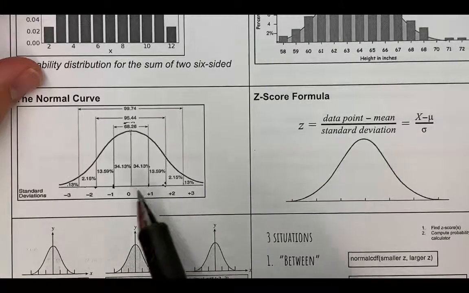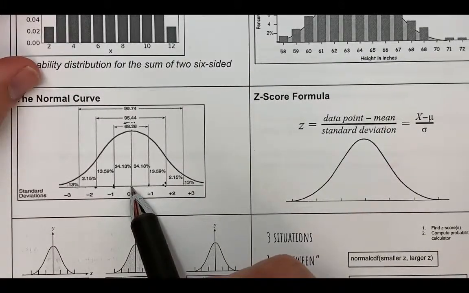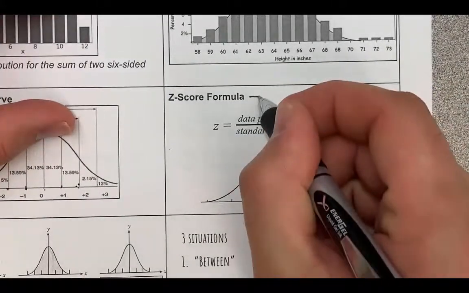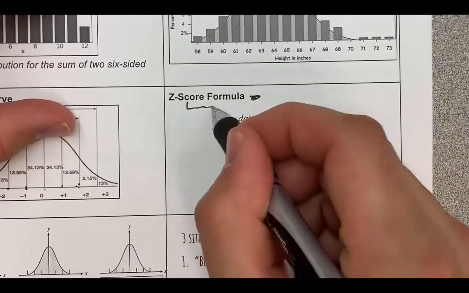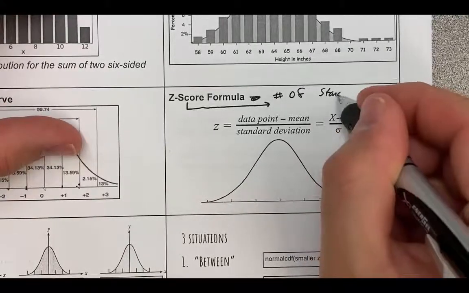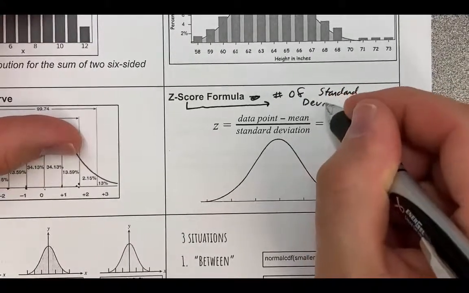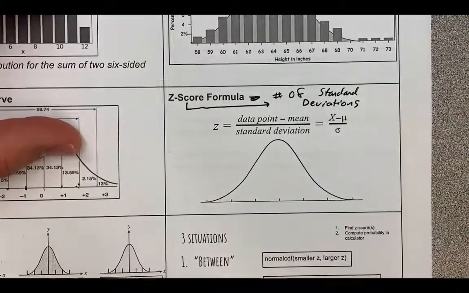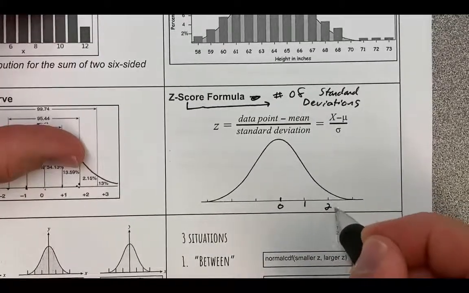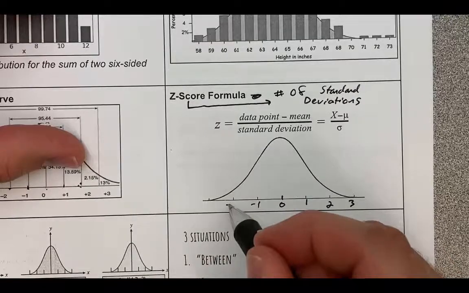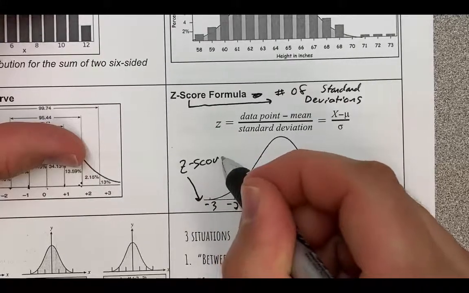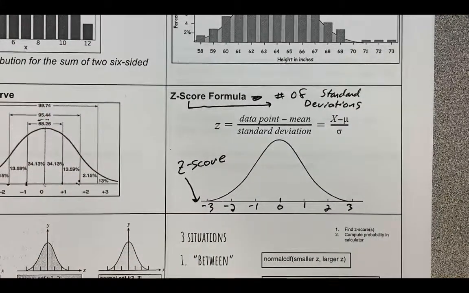Because saying the number of standard deviations away from the mean is so many words, we have a name for it. We call it the Z-score. The Z-score is the number of standard deviations away from the mean. A Z-score of 0 is here, that is the mean. A Z-score of 1 is here, 2 is here, and 3 is here. -1, -2, -3, these are all Z-scores. So whenever you hear Z-score, you're thinking number of standard deviations away from the mean.